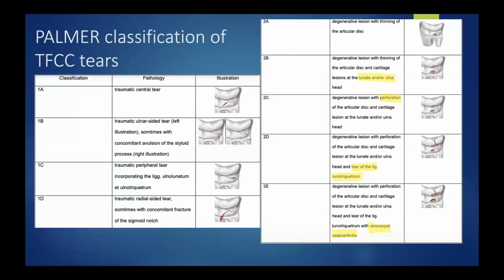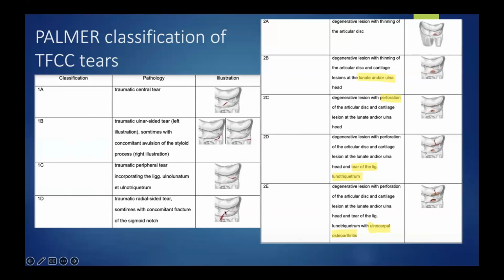So for TFCC tears, this is a classification that's being used, the Palmer classification. Just briefly about it, type 1 are traumatic tears and type 2 are degenerative tears. So 1 has A, B, C, and D. A is a traumatic central tear, B is a traumatic ulnar side tear with concomitant avulsion of the styloid process, which is the most common variant that occurs. And C is traumatic peripheral tear, and D is traumatic radial sided tear.